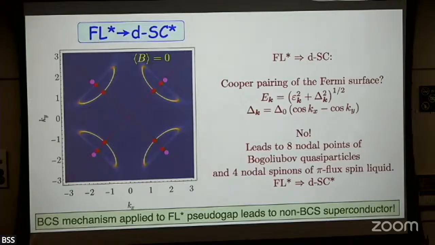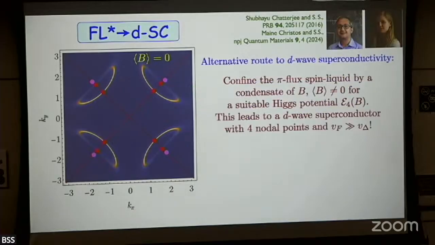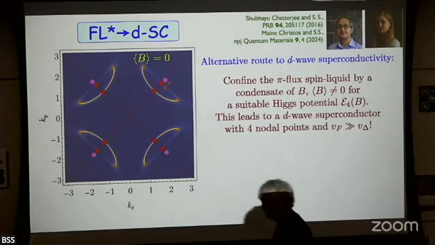All right. So when we condense B, everything mixes with everything. So what's going to happen is that these 2 nodes are going to annihilate with each other.